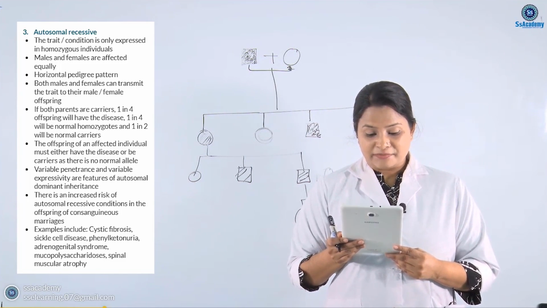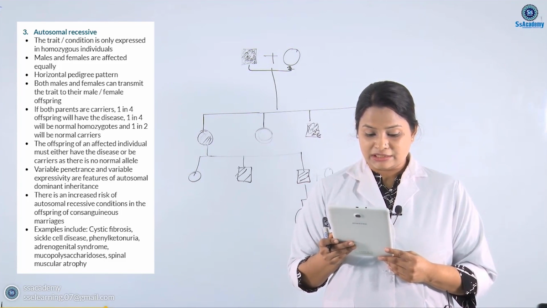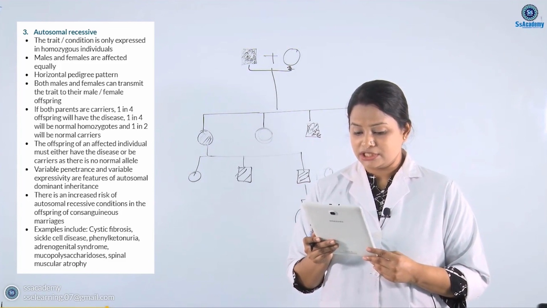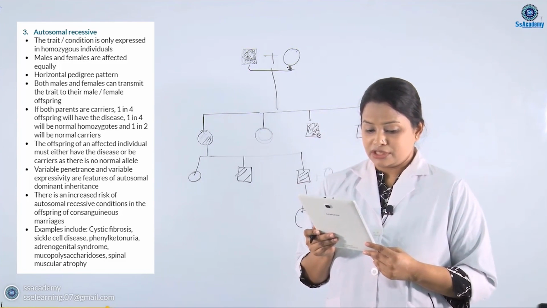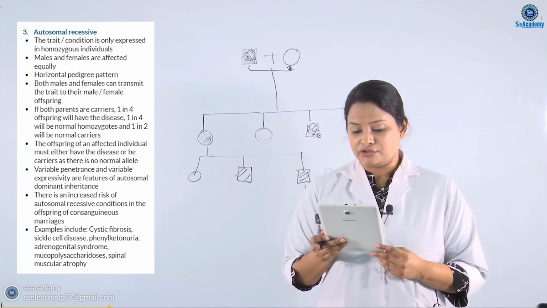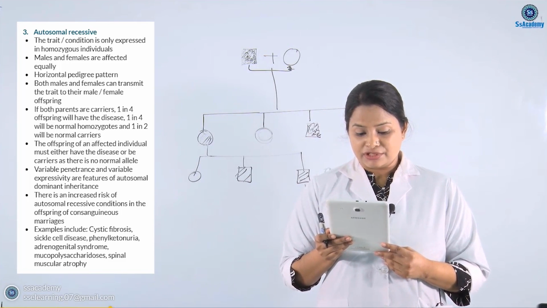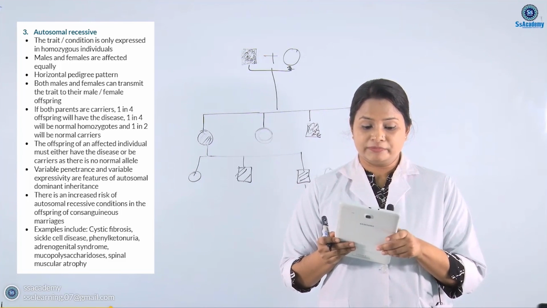Variable expressivity is a feature of autosomal dominant inheritance. There are increased risks of autosomal recessive conditions in the offspring of consanguineous marriage. Examples include cystic fibrosis, sickle cell disease, phenylketonuria, adrenogenital syndrome, mucopolysaccharidosis, and spinal muscular atrophy.